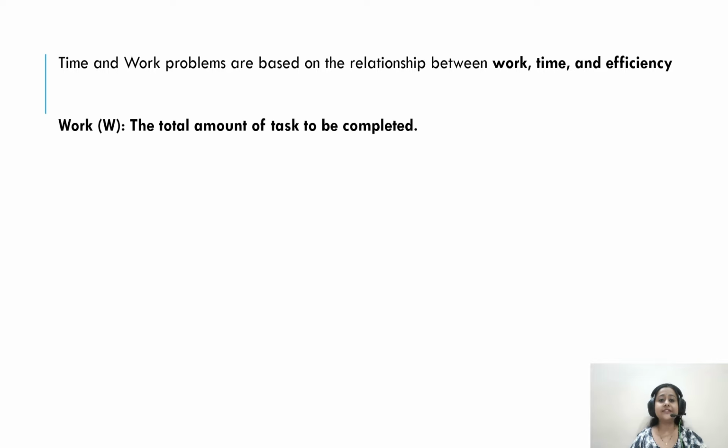So work means the total amount of task to be completed in a given amount of time, right? So suppose I'm supposed to complete a whole work in 5 days. Okay, so in 5 days, I need to complete this whole amount of work, and that will be considered as total work, right? Same, the duration, as I mentioned, that I need to complete it in 5 days. So that is the duration of the work, and it is called the time.